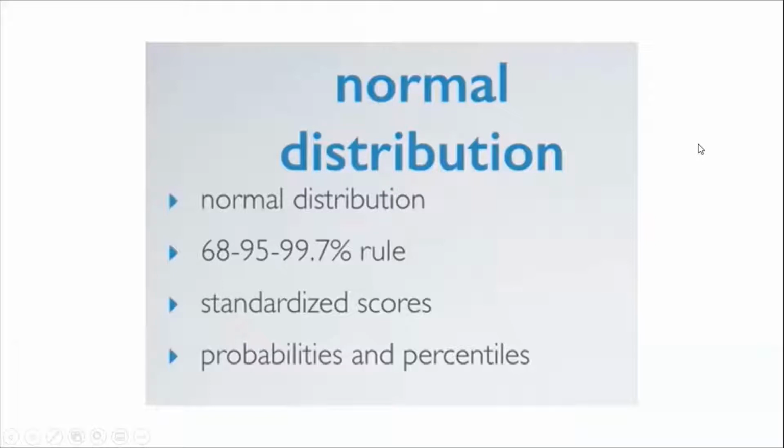The first thing we will review is the normal distribution. What is a normal distribution? What is this rule, the 68, 95, 99.7% rule? What are standardized scores, and what are probabilities and percentiles?